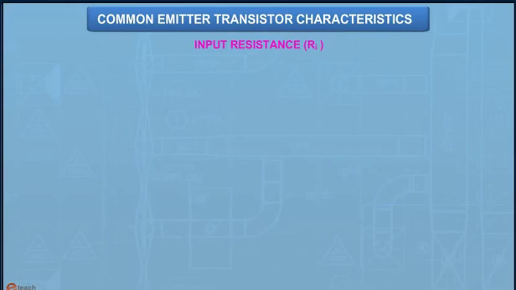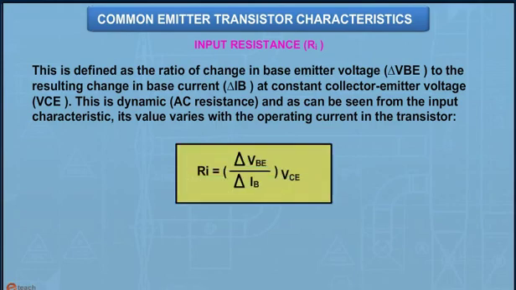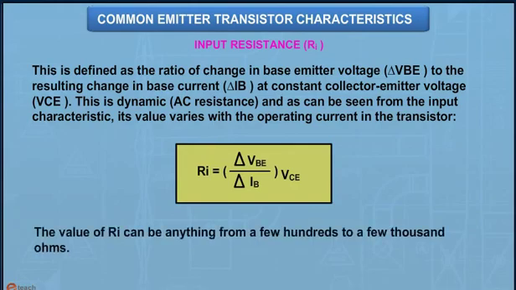Input resistance RI. This is defined as the ratio of change in base emitter voltage delta VBE to the resulting change in base current delta IB at the constant collector emitter voltage VCE. This is a dynamic or AC resistance, as it can be seen from the input characteristics. Its value varies with the operating current in the transistor. RI equals delta VBE by delta IB. The values of RI can be anything from a few hundred to a few thousand ohms.